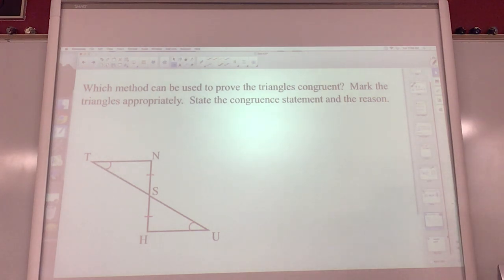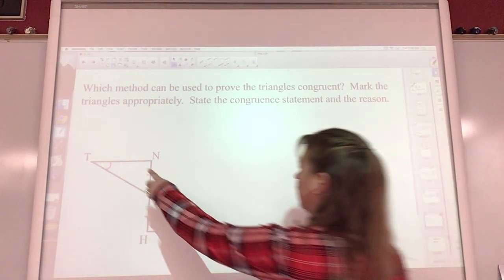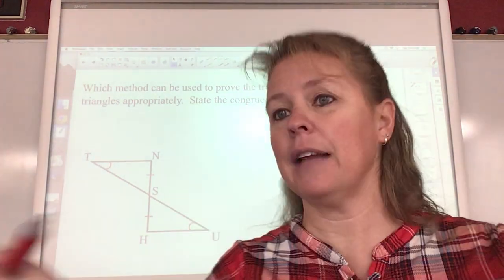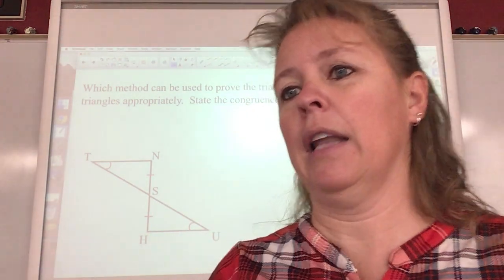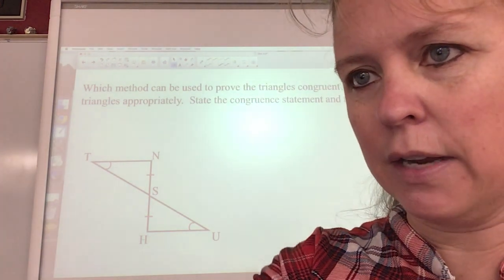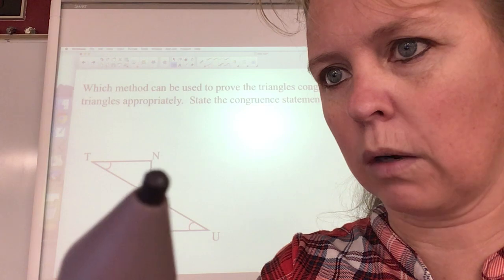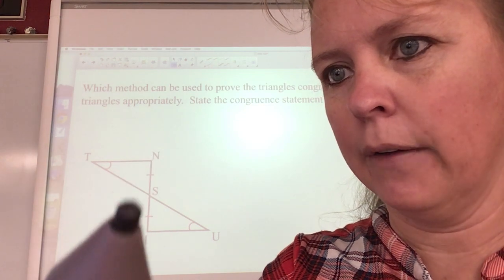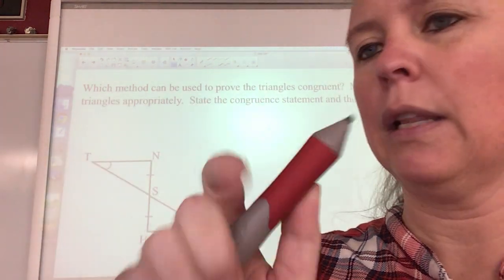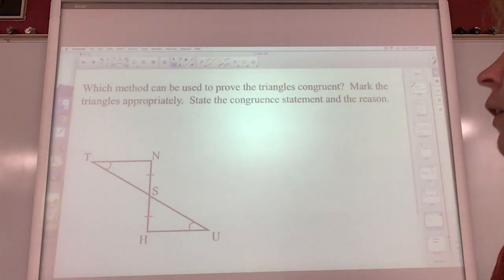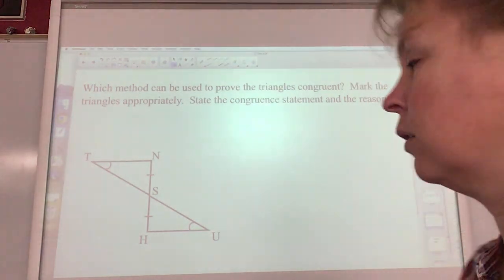Same instructions. We just have to mark it up and do it. That looks like right triangles. Look at this corner. It's perfectly 90 degrees. This one is not 90 degrees, unless it puts a little mark right there by the N or right there by the H. That is not a 90-degree angle. It just looks like a 90-degree angle. It might be 89.9 degrees.